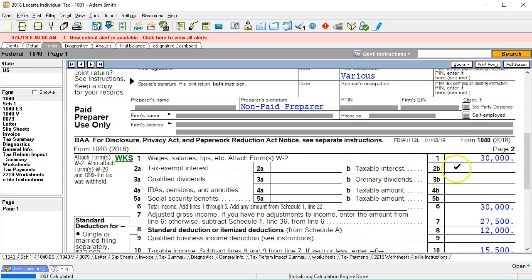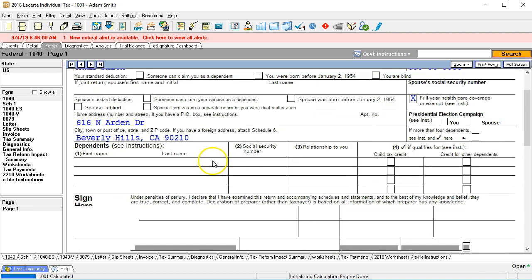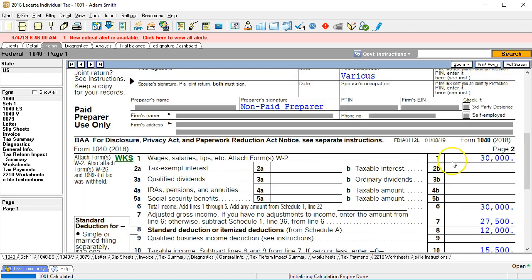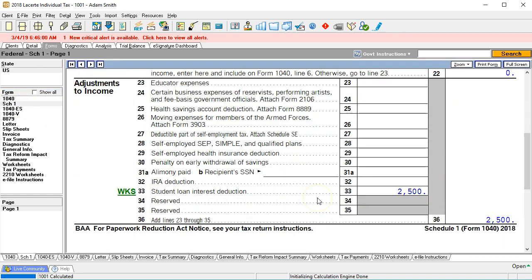Let's take a look at an example where we had the income in our test 1040. Here is our test 1040. As we scroll through it, we have the 30,000 of income. We're taking the deduction here. We could see because line 6 and line 7 aren't the same. We have 30,000 and 27,005. The difference being on Schedule 1. Schedule 1, scrolling down, there's the 2,500.